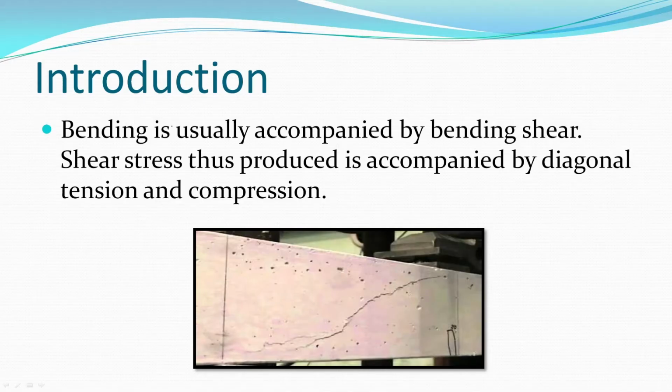Bending is usually accompanied by bending shear, and the shear stress thus produced is accompanied by diagonal tension and compression. So what are those? Here you can see a diagonal crack has been formed. A large value of diagonal tension can produce cracking and even failure of the concrete members. And as concrete cannot withstand tensile stresses, if shear stress is large, vertical stirrups or bent up bars should be provided to withstand the tensile stresses.